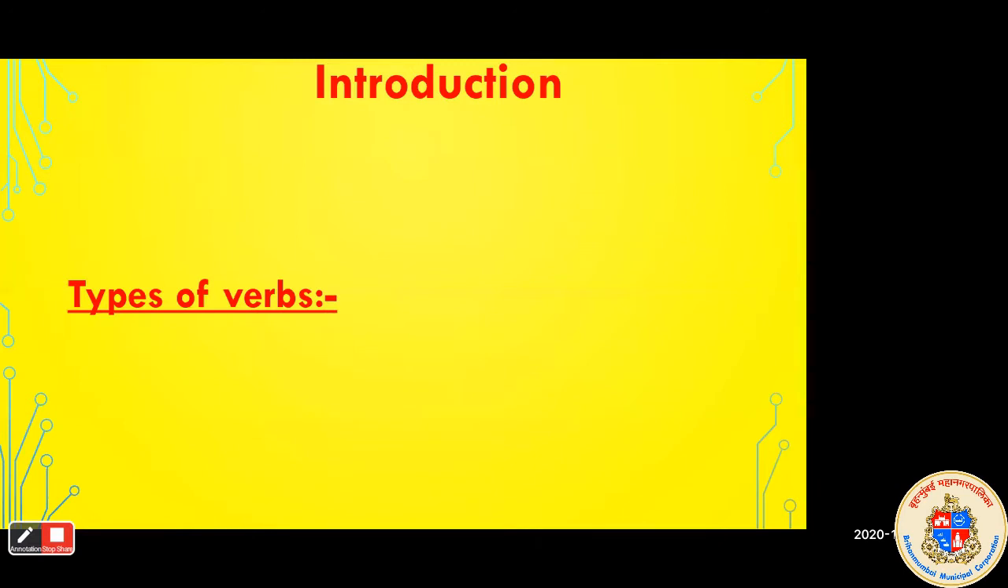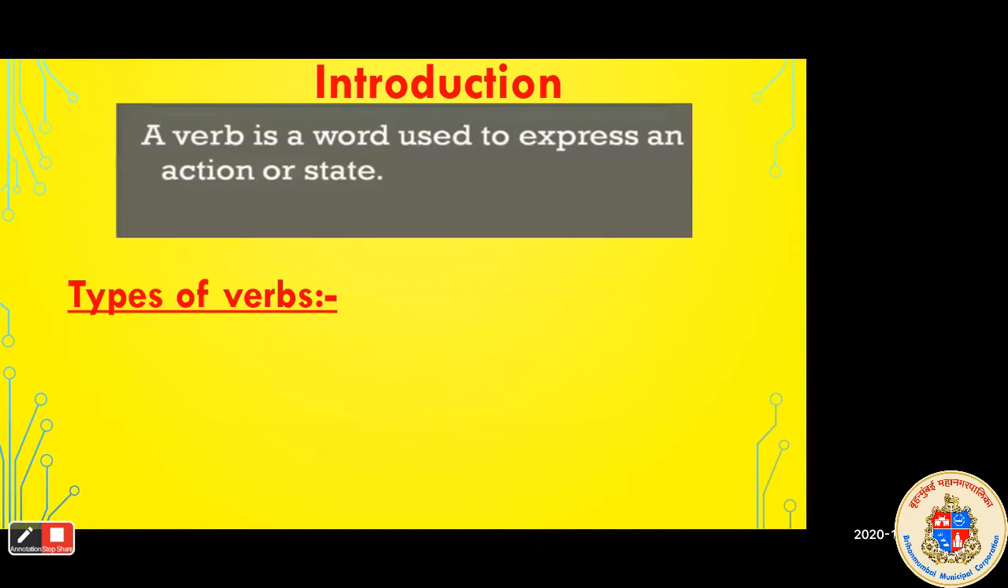Verb is an action word. Yes, very good, beta. So, verb is an action word. You all know about that. The verb is a word used to express an action or state. It is the action word we use in the sentence.